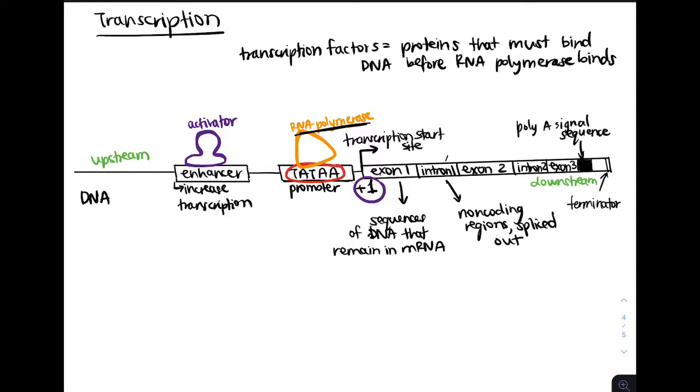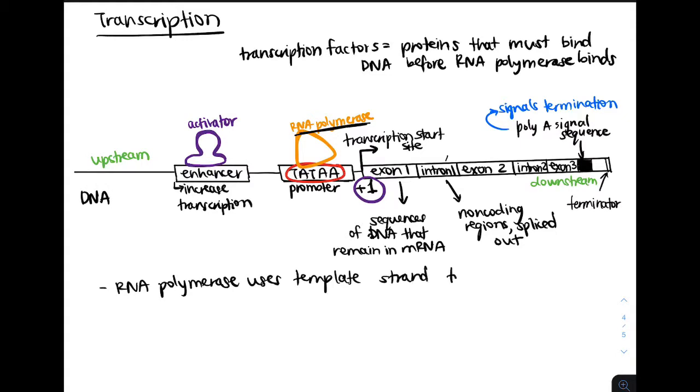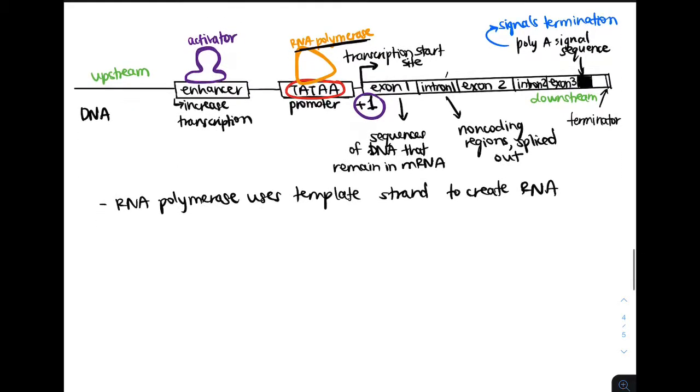The poly-A signal sequence is a sequence on the DNA that signals termination. It also signals the addition of a poly-A tail. The terminator is where RNA polymerase stops transcribing. The template strand of the DNA is the strand that RNA polymerase uses to create mRNA. The non-template strand is not used for transcription, but it is complementary to the template strand.